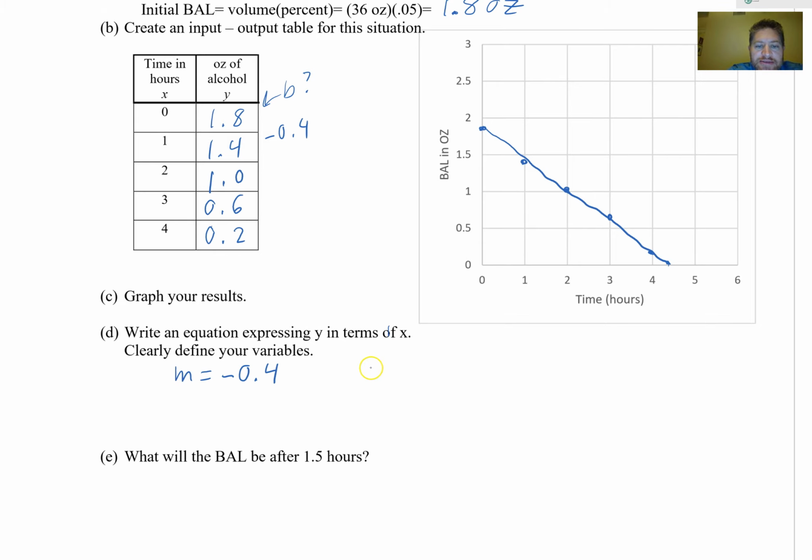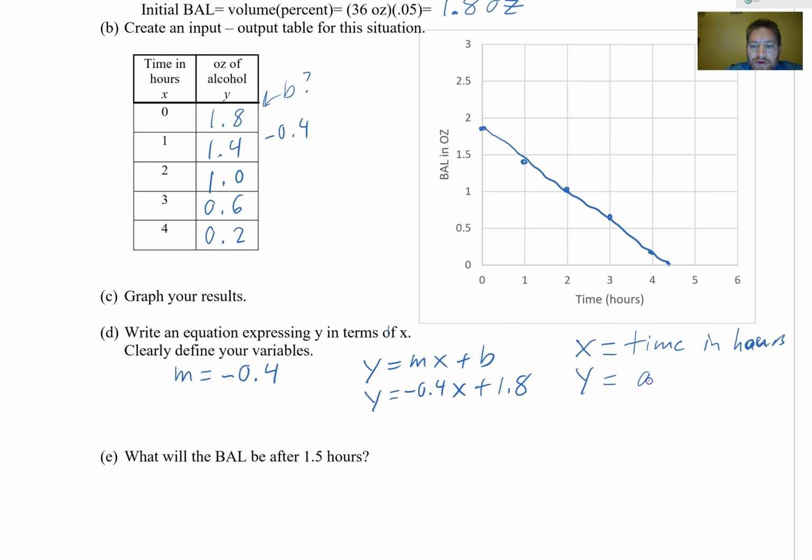So the next thing we need is our b. So if we write y equals mx plus b, we already know what the slope is. And if you look at our table, we also know what the y-intercept is. It's right there. It's 1.8. Now, when you do any of these problems, you really want to make sure that everything makes sense. So you want to define your variables. What does x represent? It's our time in hours. Not hairs, hours. And our y, that's the amount of alcohol.